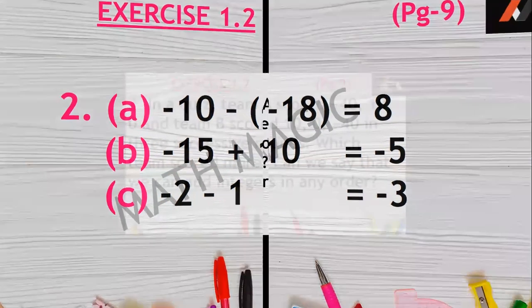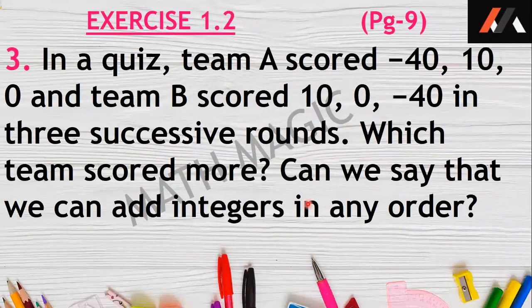Let's proceed to the third question. In a quiz, Team A scored minus 40, 10, 0, and Team B scored 10, 0, minus 40 in three successive rounds. Which team scored more? Can we say that we can add integers in any order?